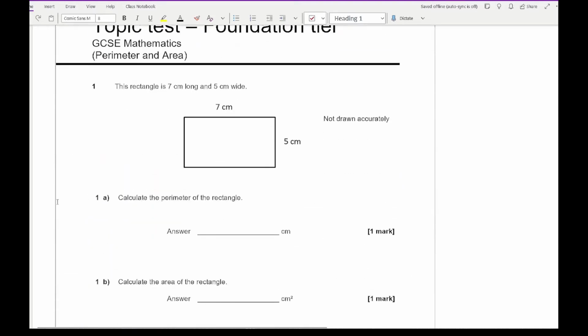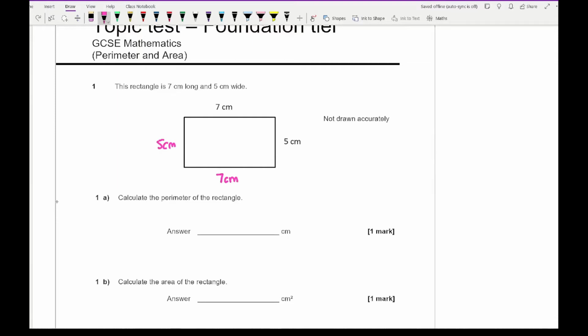So question 1 says this rectangle is 7 centimeters long by 5 centimeters wide, and the first part, 1A, is asking us to calculate the perimeter of the rectangle. Now again, whenever you see the word perimeter, remind yourself what the perimeter is. The perimeter is basically the shortest distance around a shape, which in theory is the sum of all the sides you can see.